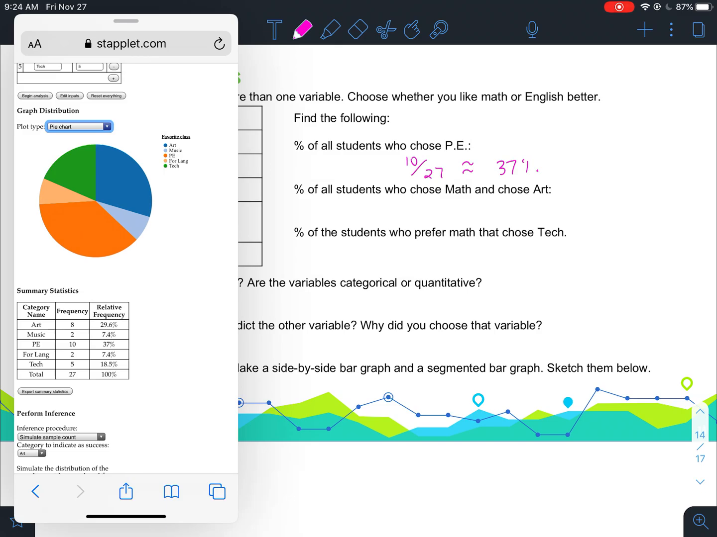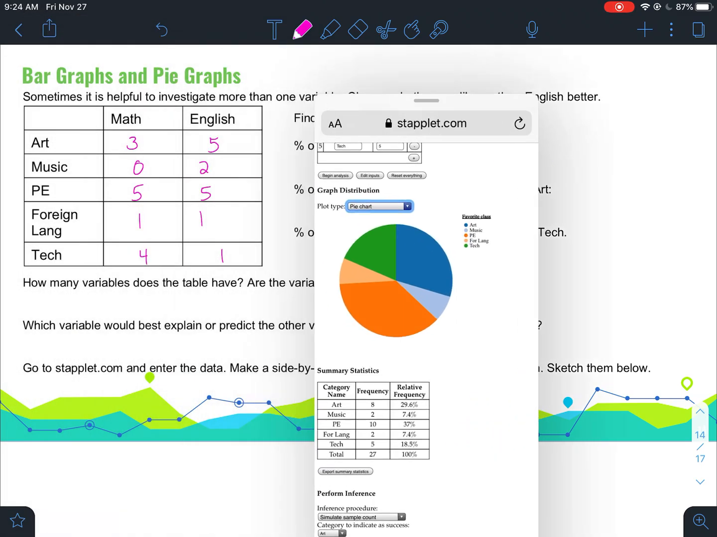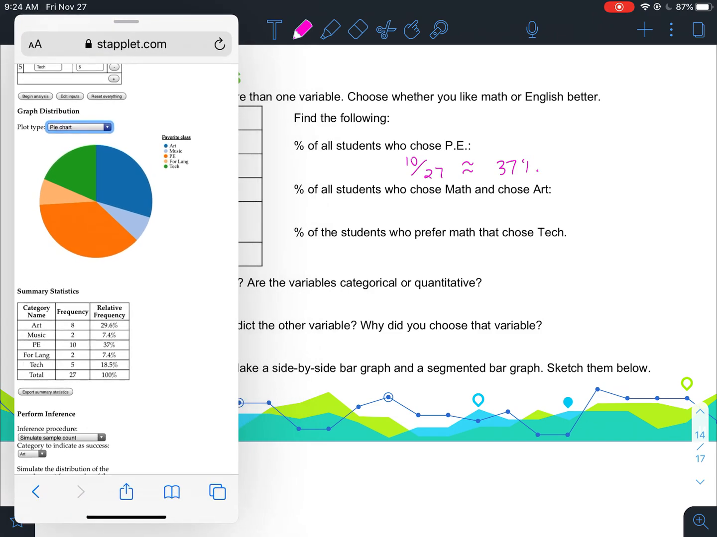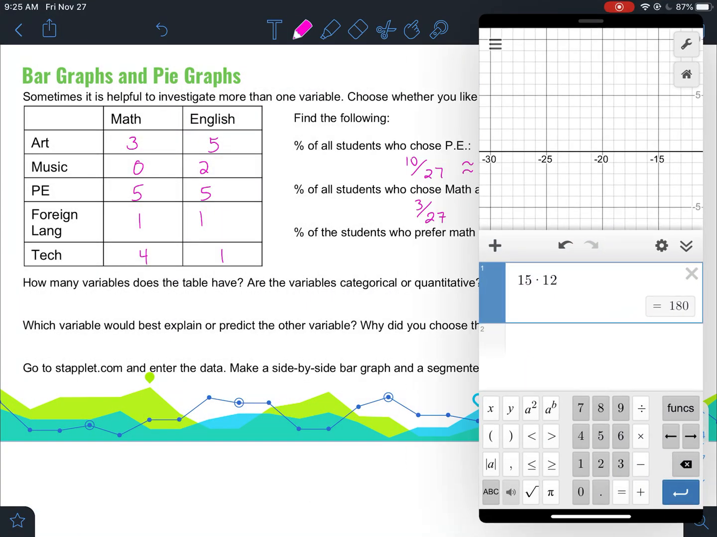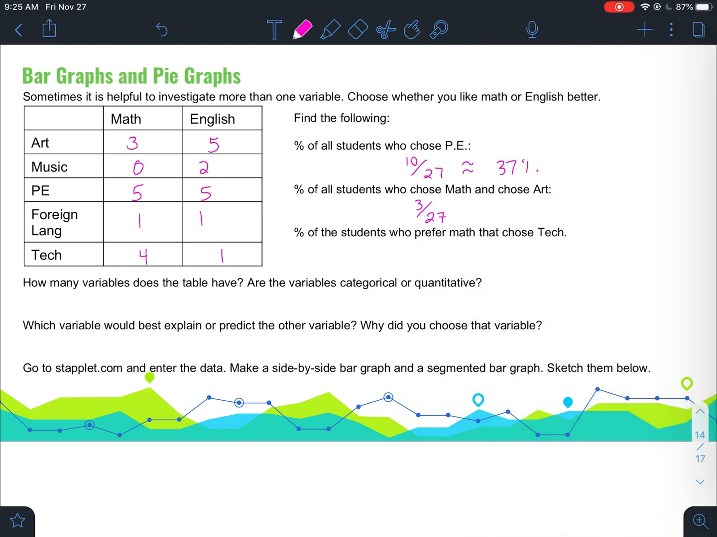Percent of all students who chose math and chose art. So math and art was 3 out of 27, which is 3 divided by 27. It's about 11%. So about 11% of you, based on my data that I just invented.